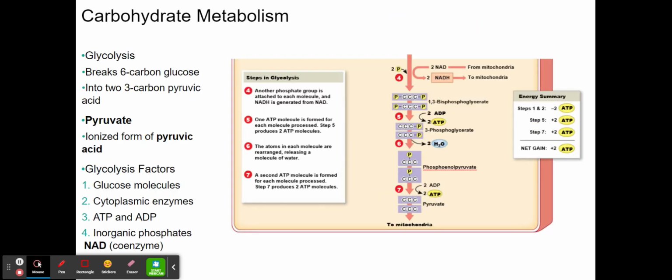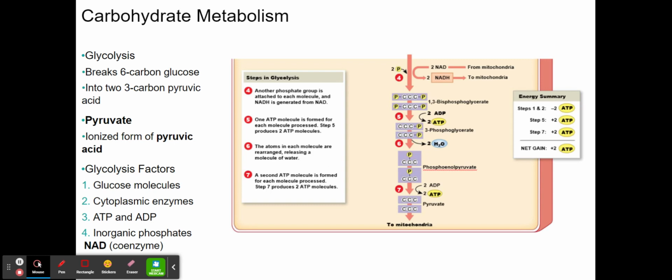Glycolysis is the breakdown of glucose to pyruvic acid. In this process, a series of enzymatic steps breaks down the 6-carbon glucose molecule, remember C6H12O6, into two 3-carbon molecules of pyruvic acid, or CH3COCOOH.